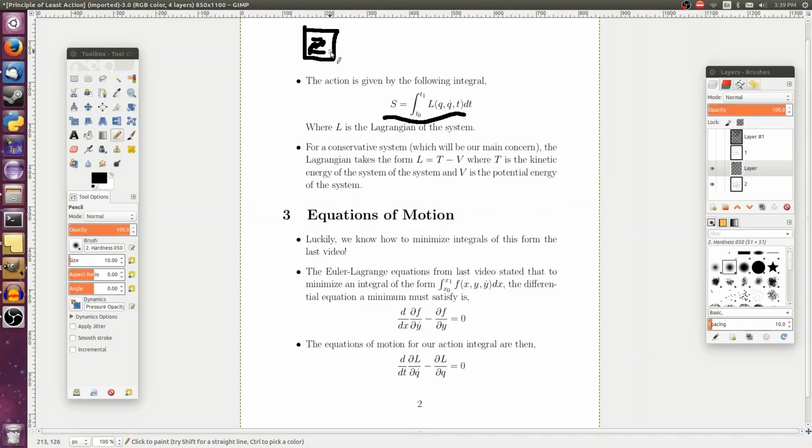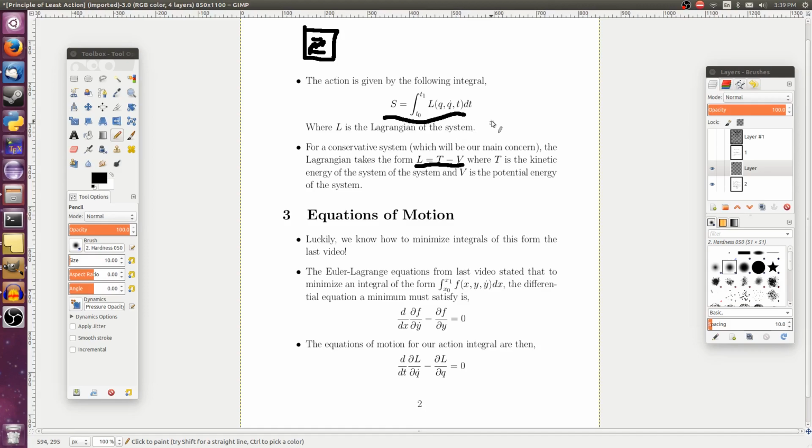So the conservative system is going to really be our main concern, and we'll expand more on this idea in future videos. But the Lagrangian will take the form L equals T minus V, where T is the kinetic energy of the system and V is the potential.